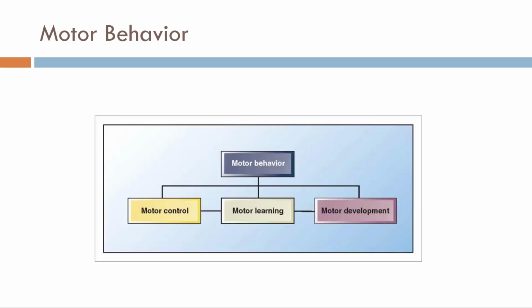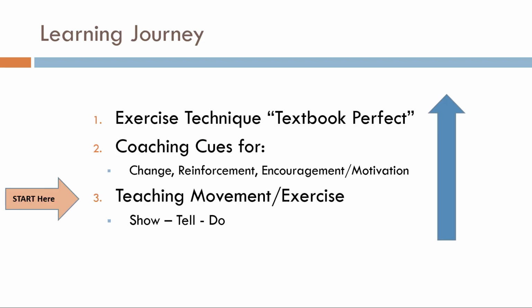So again, we're looking at motor behavior, and motor control is more of the underlying processes that are not within our conscious thought. We have motor development, which is the practice over time. And then in this case, we have the motor learning, which is the acquisition of the skill sets. In the learning journey that we're looking at, and we kind of had you go through this in reverse order, in this class we started with perfect exercise technique, right? Textbook perfect. And that's the goal that you're trying to achieve.